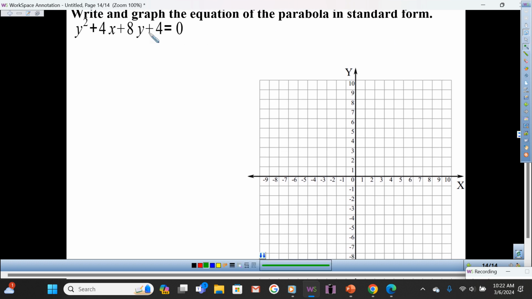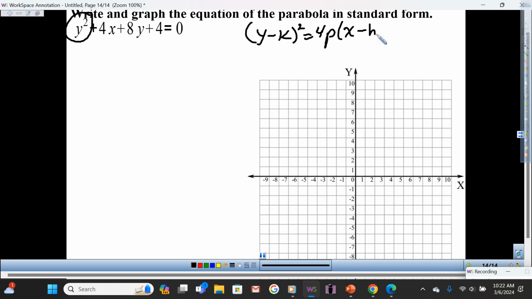Question. Is this in standard form according to what we wrote yesterday and the day before? No. However, which one has the squared, everyone? Which variable? The y squared. That means we need an equation that looks like this: y minus k squared equals 4p times x minus h.